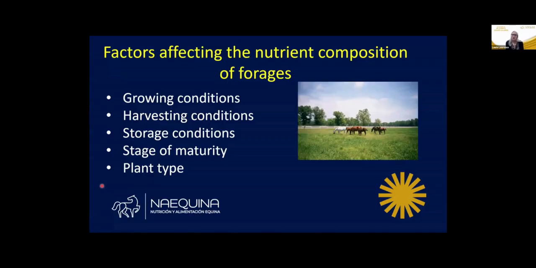To begin with, when we're thinking about what factors could affect the nutrients that are actually found in forages, we could consider several different areas. One of those areas would be the growing conditions, how the forage is actually grown and where it's grown, harvesting, storage conditions, stage of maturity, and plant type. So I will be addressing each one of those, but mostly focusing on stage of maturity and plant type.